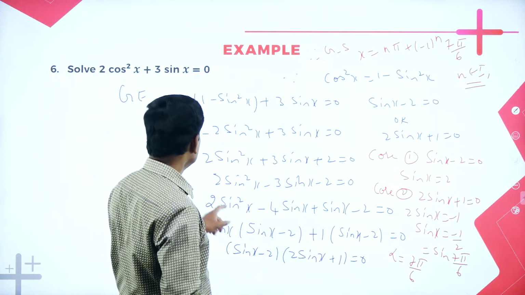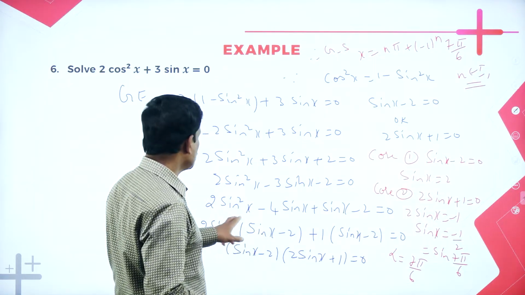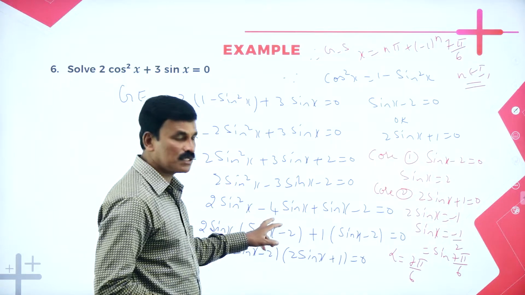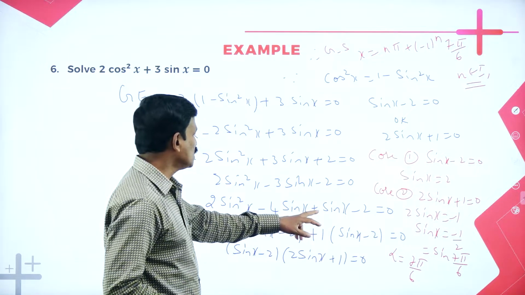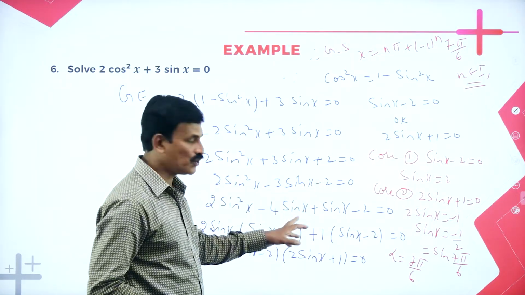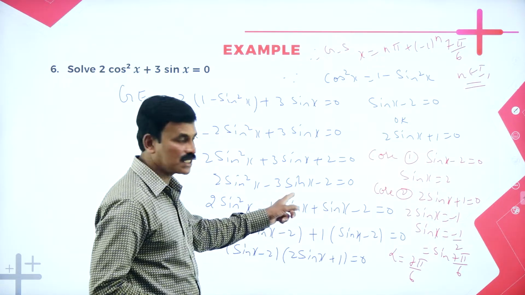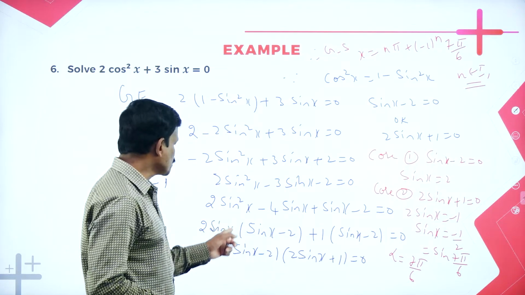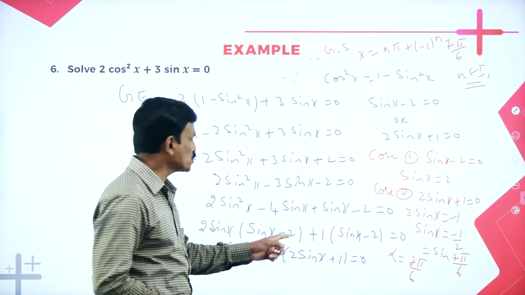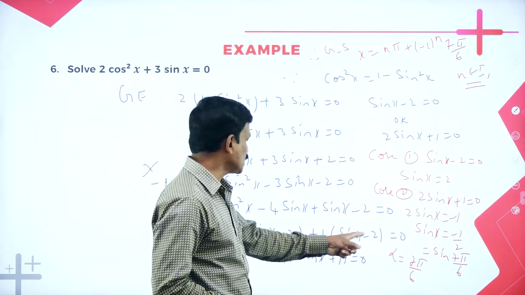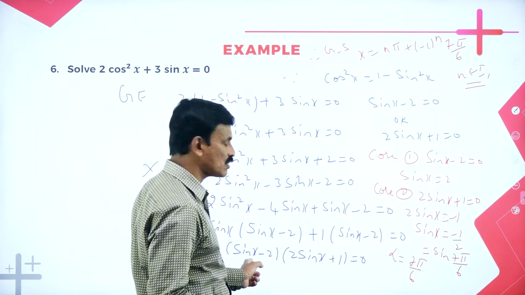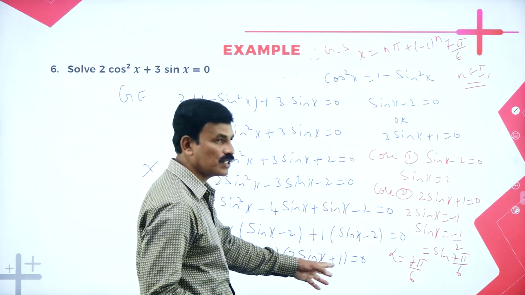See, very simple. Just factorize this. 2 sine square x minus 3 sin x can be written as minus 4 sin x plus sin x. That is, 2 twos are 4, and minus 4 sin x plus sin x will give us a value of minus 3 sin x. Group this. Here 2 sin x is a common factor, sin x minus 2. Here plus 1 is a common factor, sin x minus 2. In these two, sin x minus 2 is a common factor, and 2 sin x plus 1 is equal to 0.